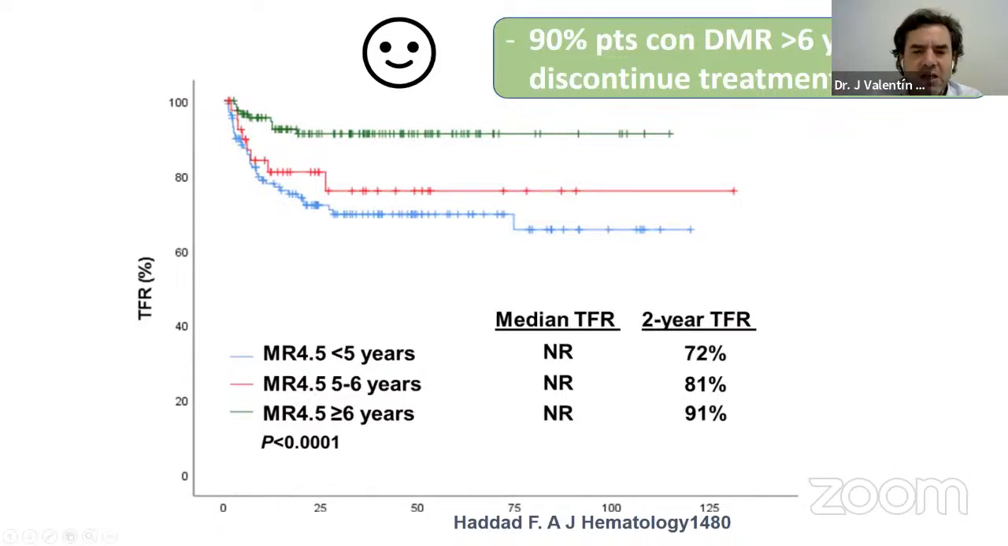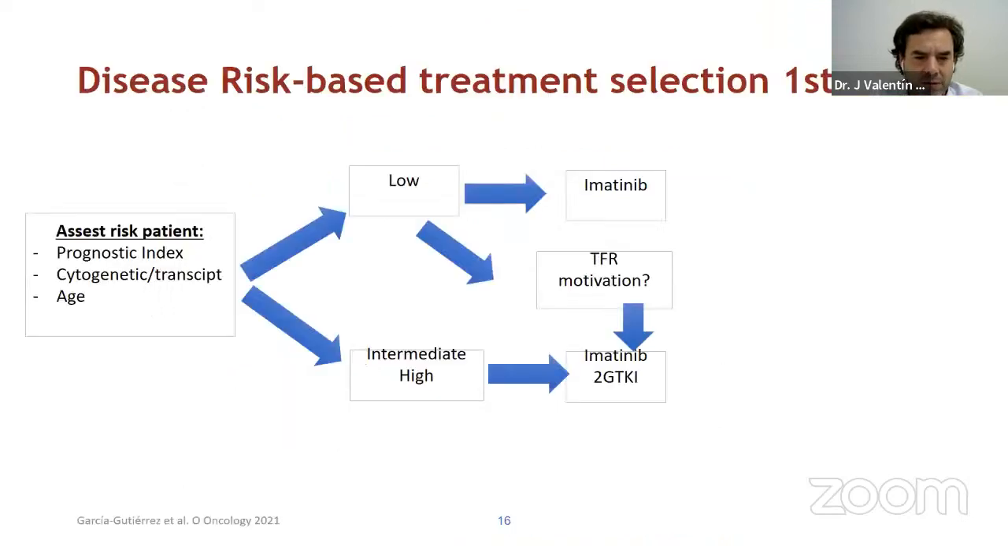When they looked at the series from MD Anderson and classified the possibility of treatment discontinuation according to the durability of deep molecular response prior to discontinuation, we can see that for patients who were in deep molecular response for more than 6 years, the probability of TFR was over 90%, compared to only 70% in those patients with deep molecular response for less than 5 years. So the time on treatment and time in deep molecular response is very relevant.